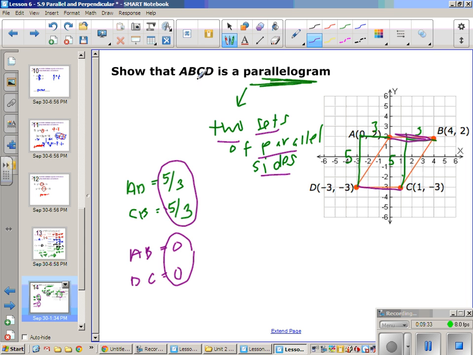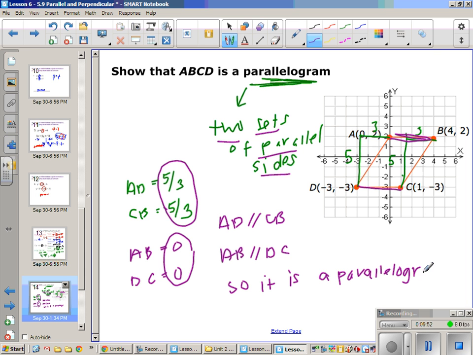So it says show that ABCD is a parallelogram. AD is parallel to CB, we're going to use that symbol for parallel. We'll talk about that later. And AB is parallel to DC. So it is a parallelogram. And we'll discuss more of these in class. Okay, I don't expect you to know the definition of parallelogram, but you do now see that 2 sets of parallel sides makes it a parallelogram. Right, try to do the rest on your own, and I will see you tomorrow.